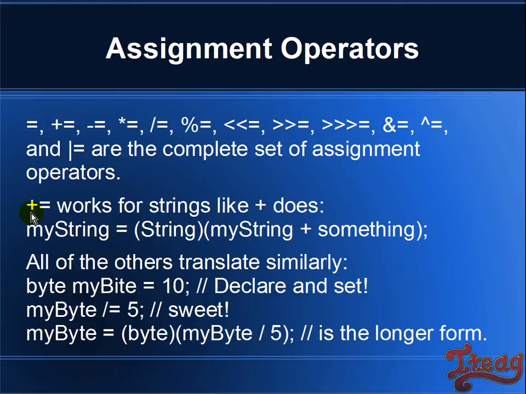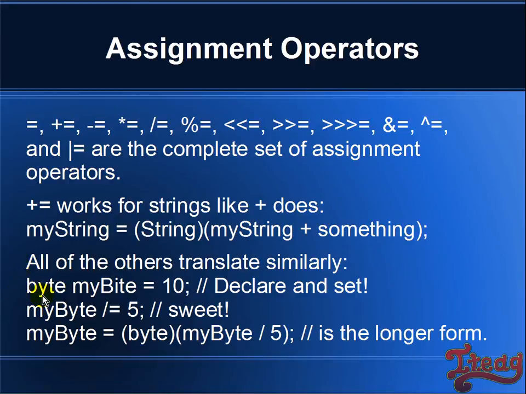Now note, because strings accept the plus sign, plus equals works for strings like plus does. So when you do something like my string plus equals something, that's like saying my string equals a cast of string class, my string concatenated with something. It can be a number or something, because it's concatenated to the end of my string, like that special string class does. All right, and all of the others translate similarly.